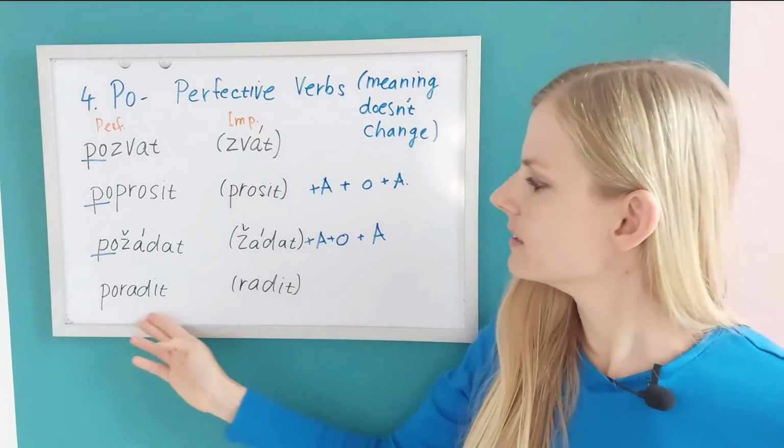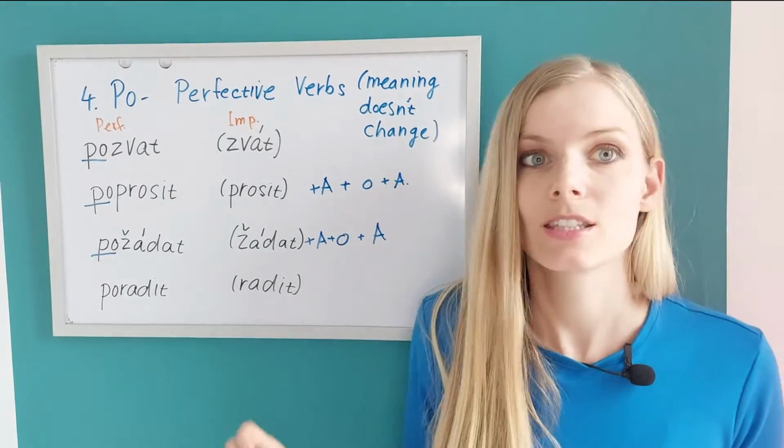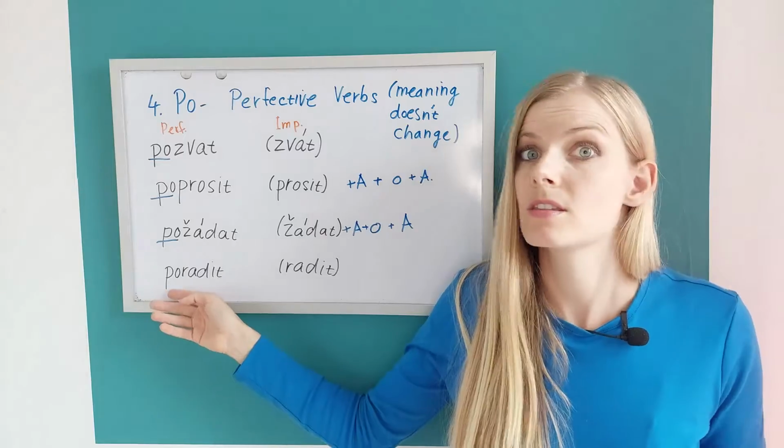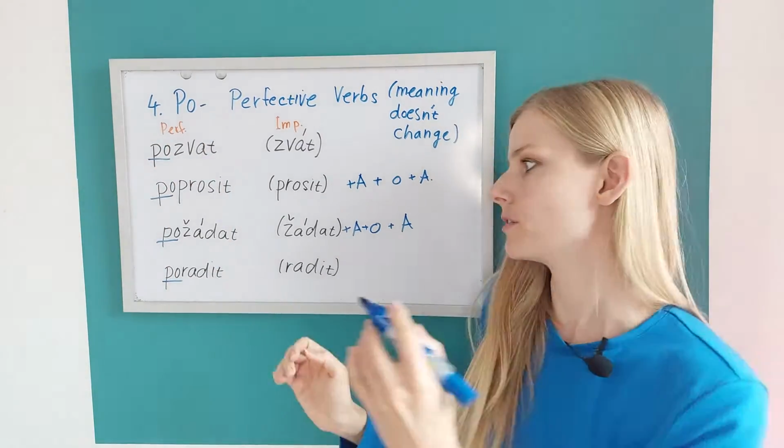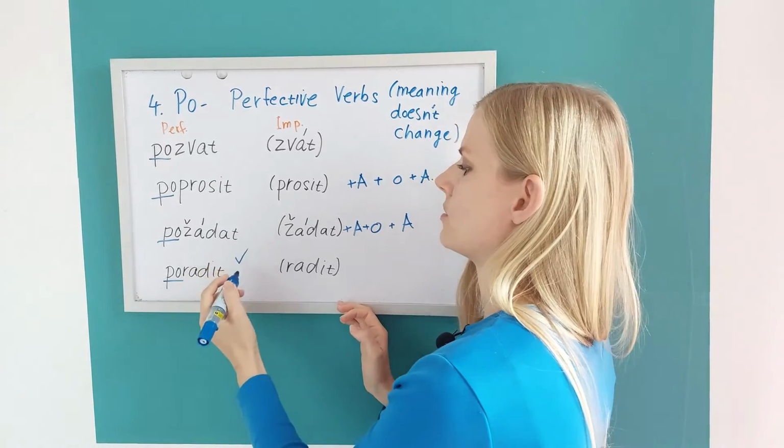Now let's take a look at the last verb. Radit is to give advice. Poradit is the perfective version. With these verbs, we are focusing on the result, that something will be done or was done.